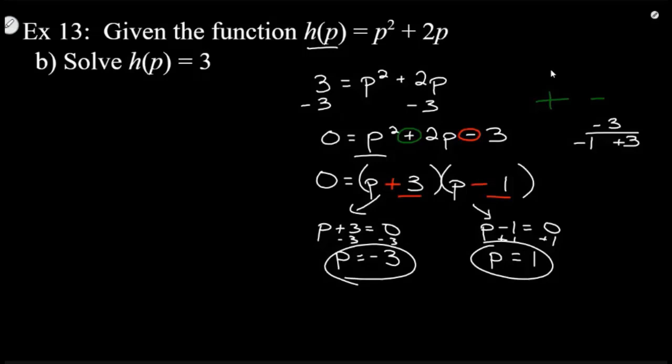And remember what that means is, if our input value is a -3 and we plug it in, we'll get a 3. If our input value is a 1 and we plug it in, we'll get a 3. That's what that's telling us. If they give us the output, we're going to replace the h of P and figure out the answer from there. If they give us the input, we just plug it in and evaluate.